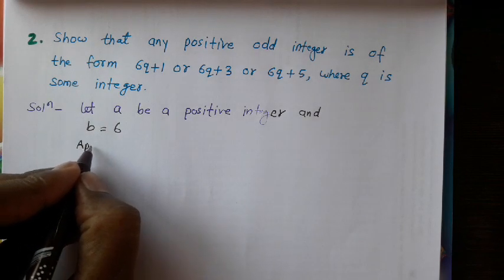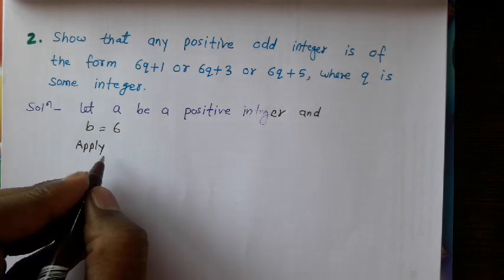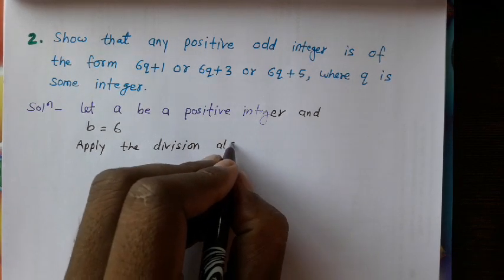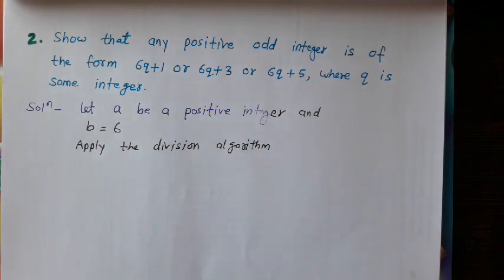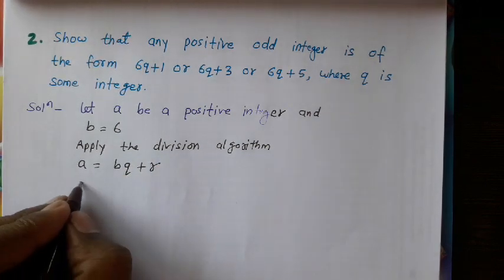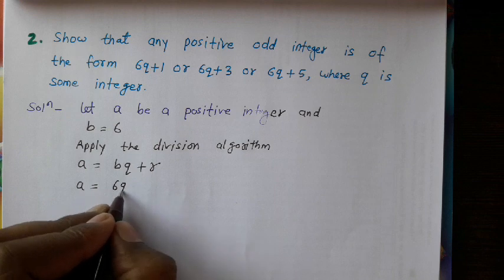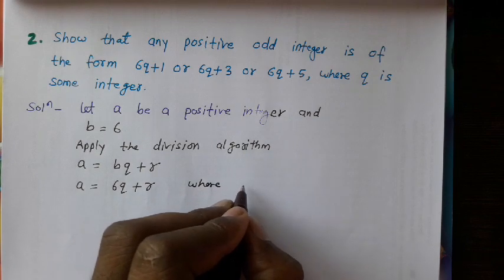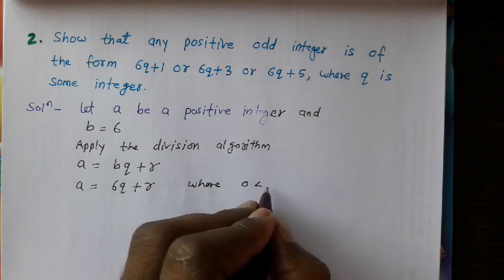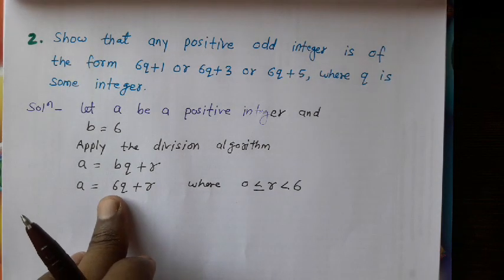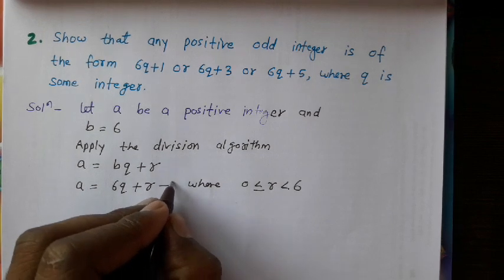Apply the division algorithm. We know that a equals bq plus r, but here b is 6, so a equals 6q plus r, where the value of r is greater than or equal to 0 and less than 6, less than b. Therefore this is equation number 1.